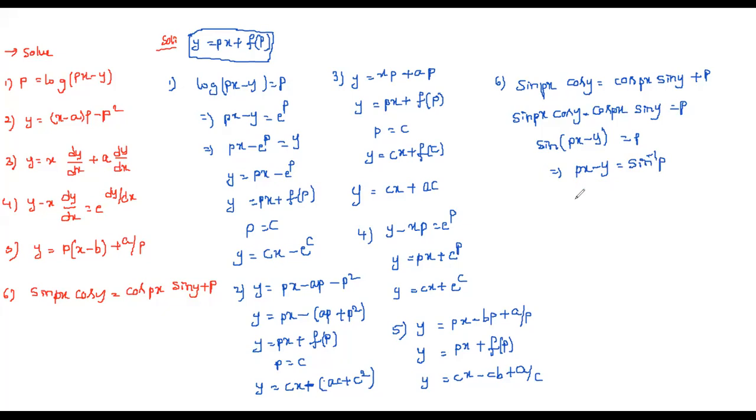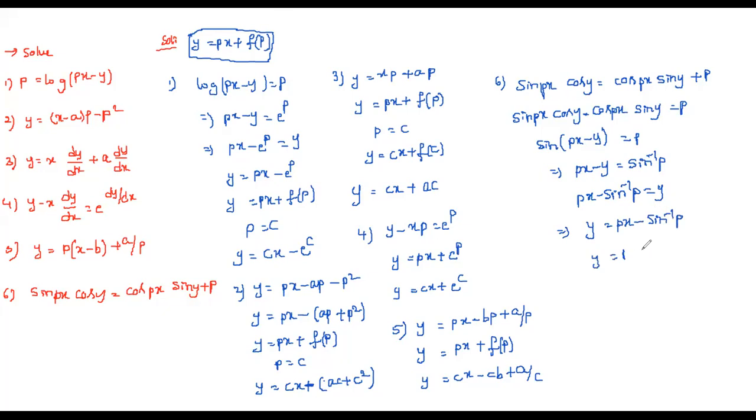So for that, take the sine inverse to that side and take that y to that side. Then it is px minus sine inverse p is equal to y. So is this directly in the form of that one or not? y is equal to px minus sine inverse p. Is it in Clairaut's equation format or not?